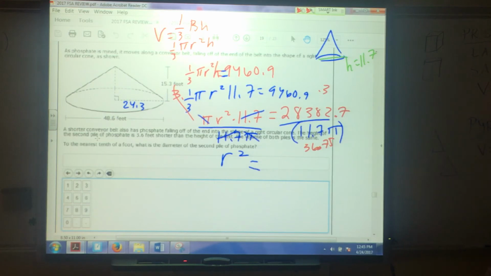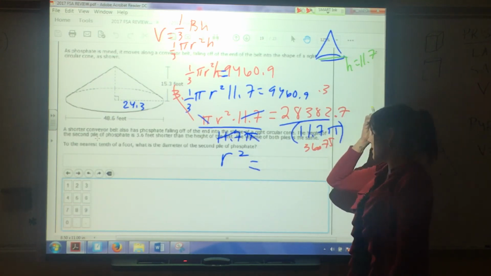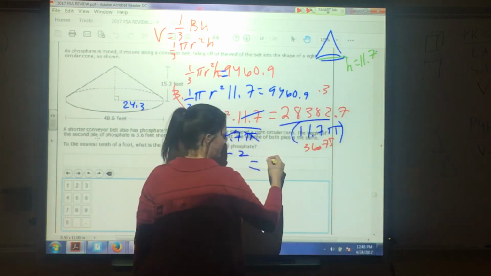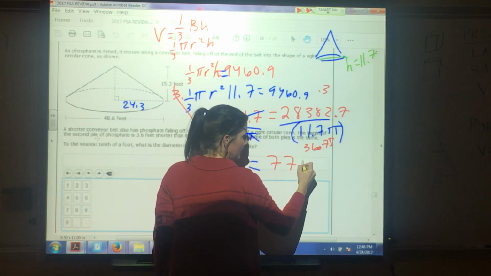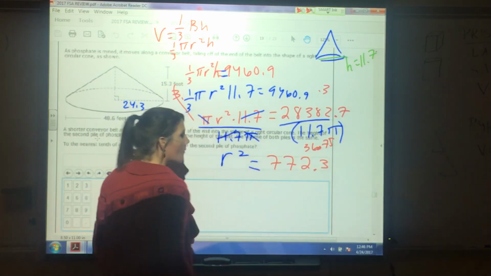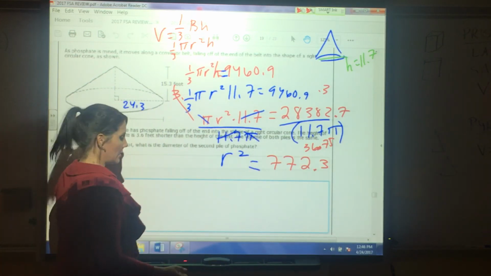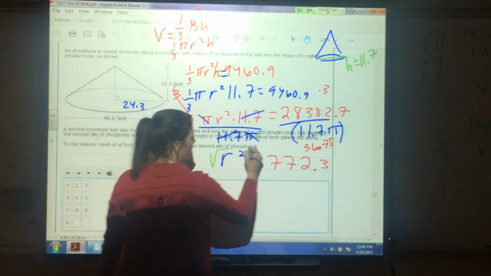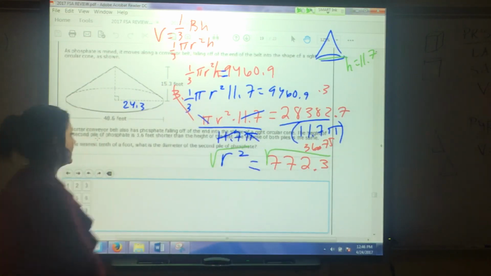What'd you guys get? Like 360? 36.75. What is it? 772.3. All right, I trust you. Now what we want to do, we want to get r by itself. You're going to take the square root of both sides and tell me what you get.